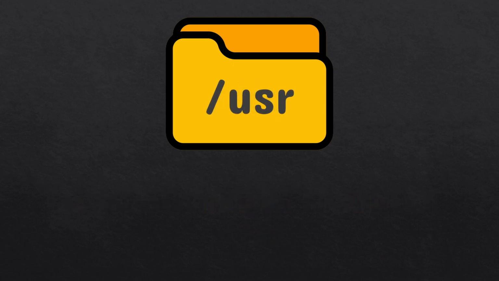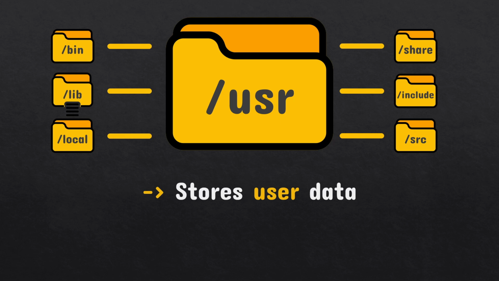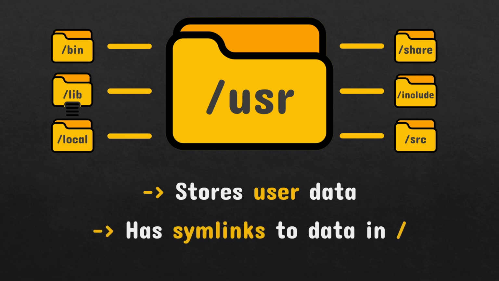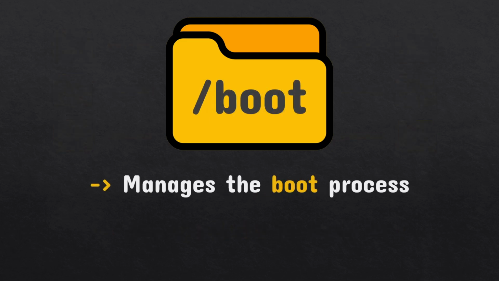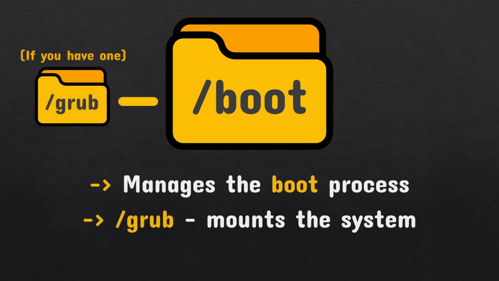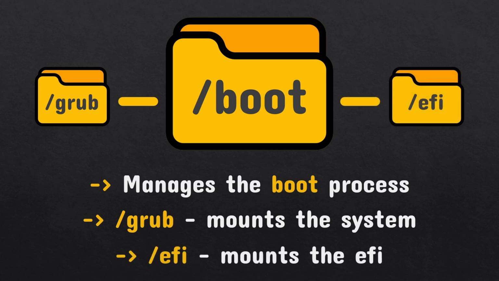User directory is a directory where all of the user data is stored. It contains directories like bin, sbin, lib, local, etc., which are mostly symlinks to the original ones in root. Boot directory stores everything needed for system boot. It contains two other directories, like grub, which is the thing that allows you to dual boot and mount the Linux system, and EFI, which is responsible for mounting the EFI.